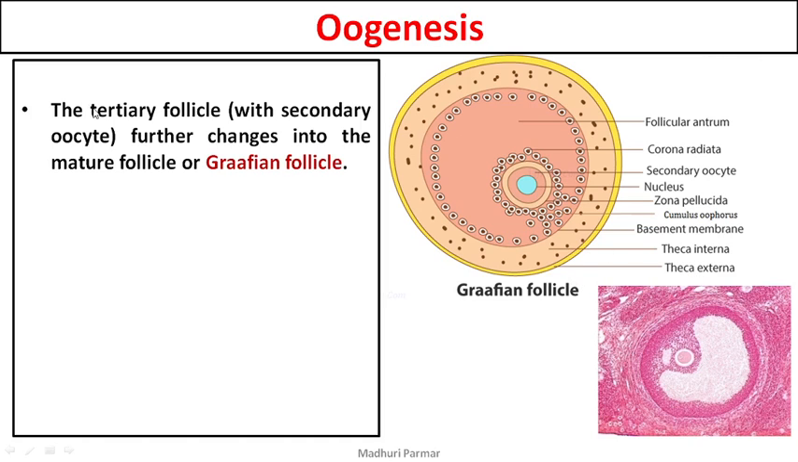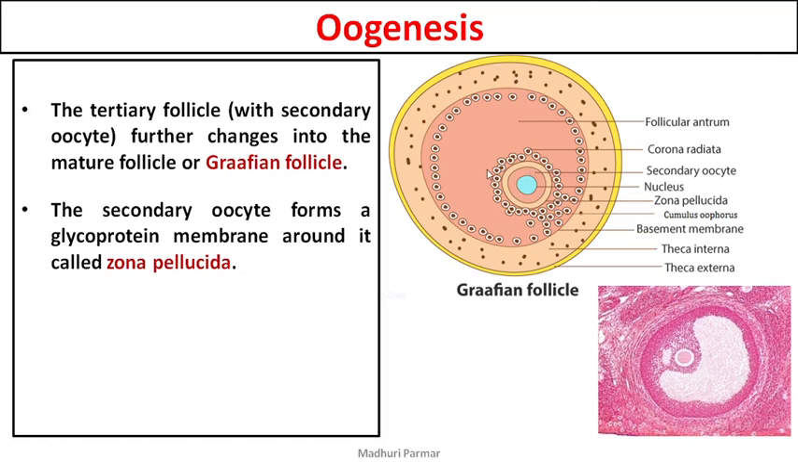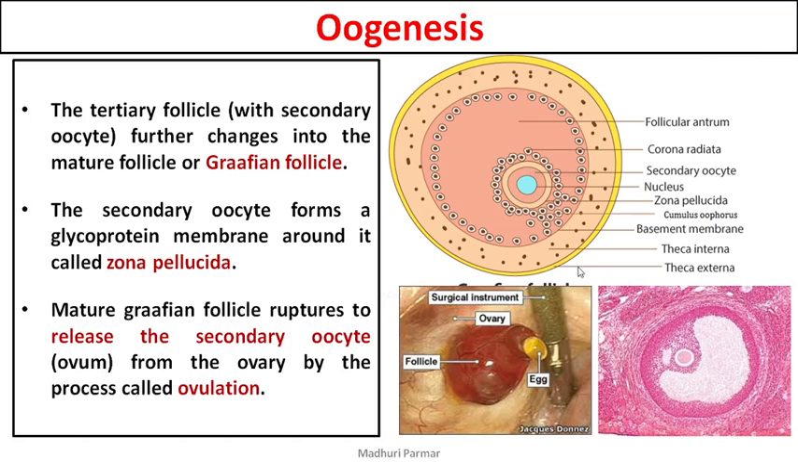The tertiary follicle with secondary oocyte, ठीक है ना। अभी समझ रहे हो ना, हम पूरे फॉलिकल की बात करें तो फॉलिकल का स्टेज कौन सा है, टर्शरी, लेकिन oocyte का स्टेज कौन सा है, सेकेंडरी। तो this tertiary follicle further grows into a mature follicle which is also known as Graafian follicle, ठीक है ना। अभी और बढ़ते जा रहा है सेल का नंबर, and then it is forming this mature follicle also known as Graafian follicle. The secondary oocyte forms a glycoprotein membrane around it known as zona pellucida.